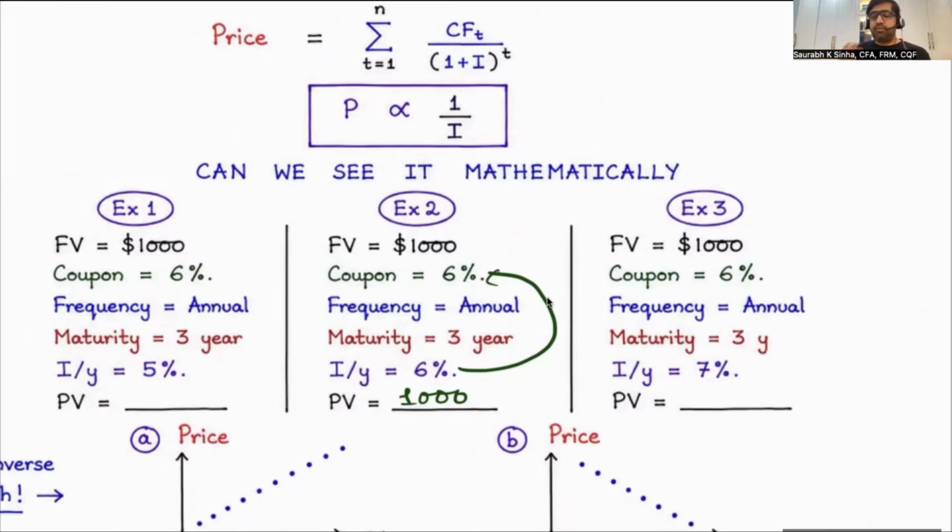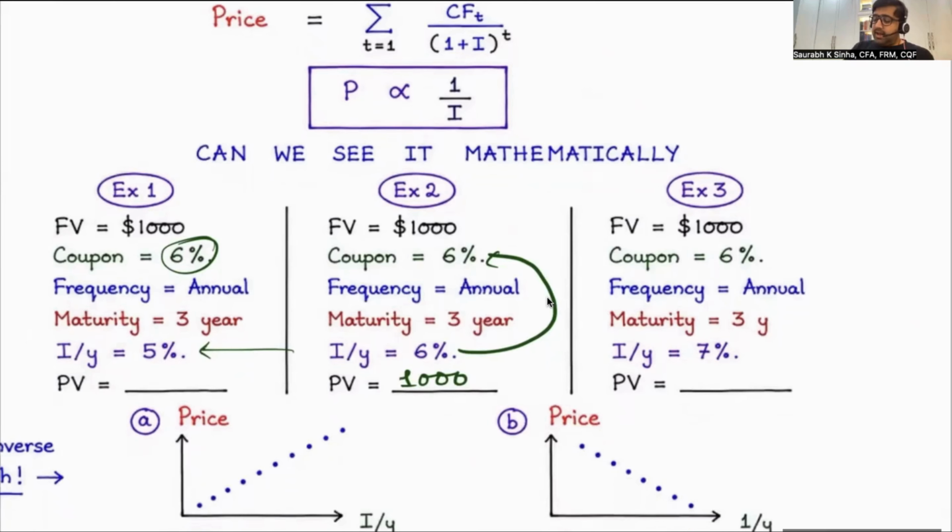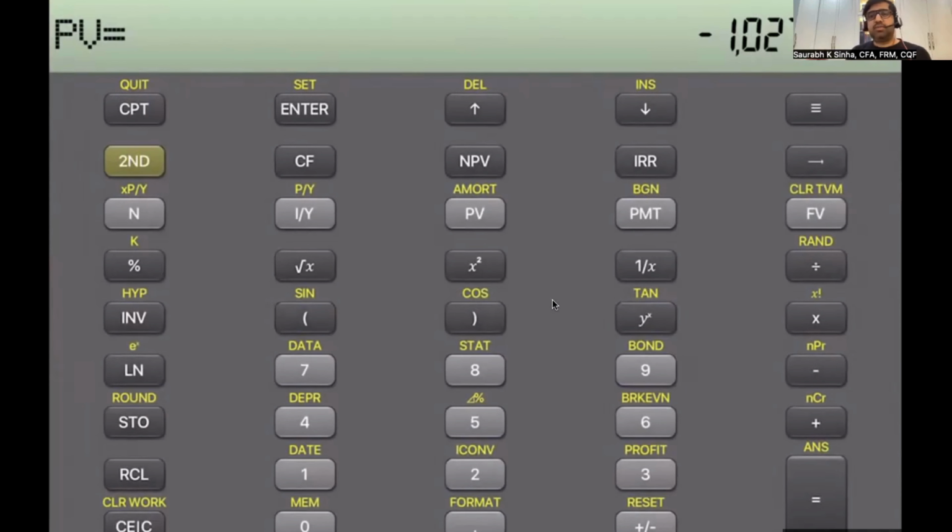Now, if the interest rate falls to 5%, what will happen to the value of the bond? See, the coupon is 6%. How will the investor perceive this bond? Investor will perceive this bond as a good investment because in the market the interest rate is only 5%, but this bond is giving you 6%. So the value of the bond is definitely going to be higher than 1000. I think I just calculated it. It is 1027. But let's recalculate.